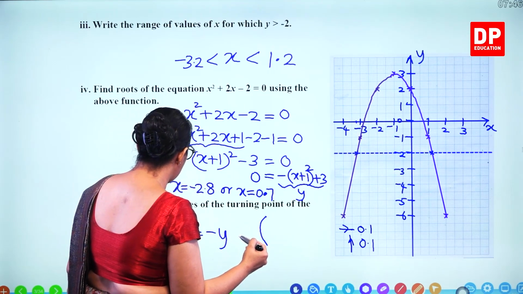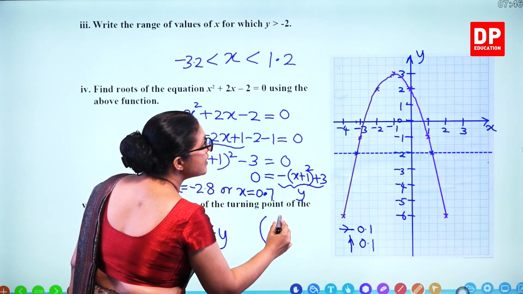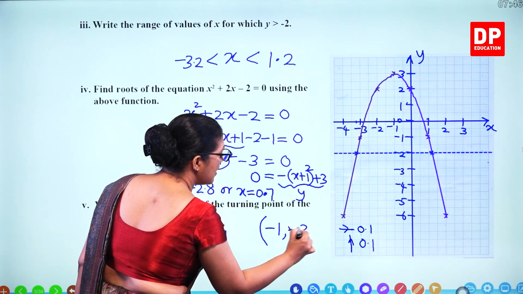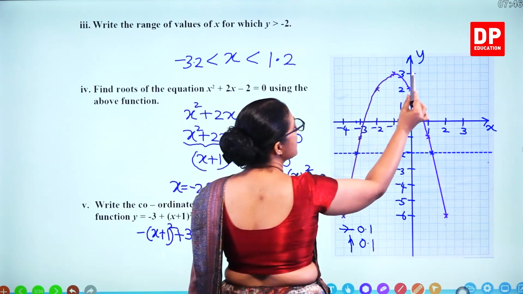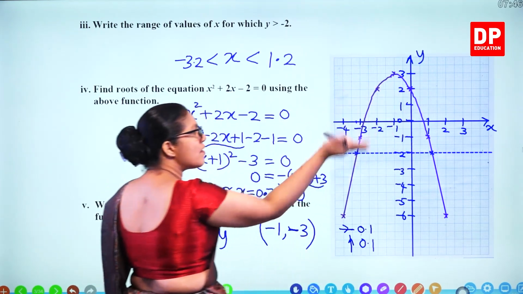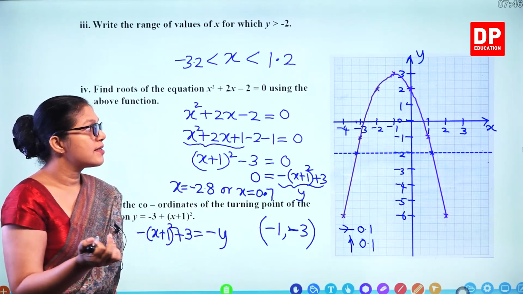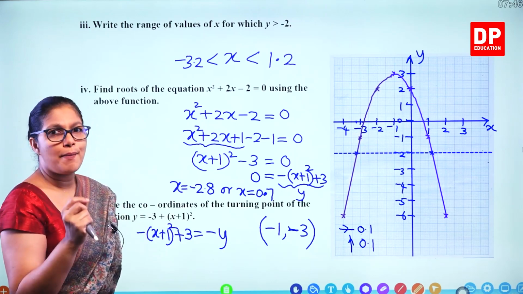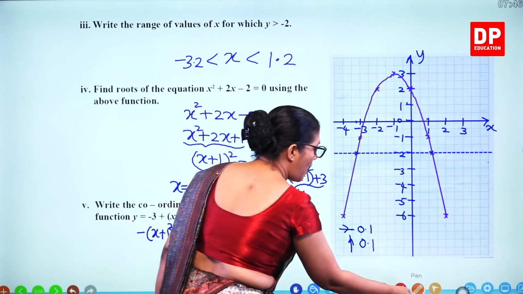So you get minus 1 and minus 3. Because this is plus 3, when you take the reflection with the x-axis, you get the minimum value minus 1 and minus 3. So how many marks for this step?